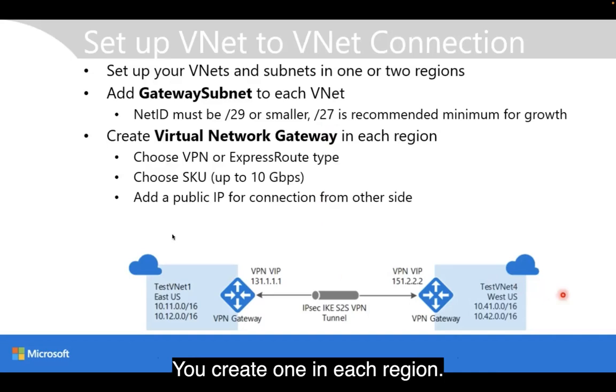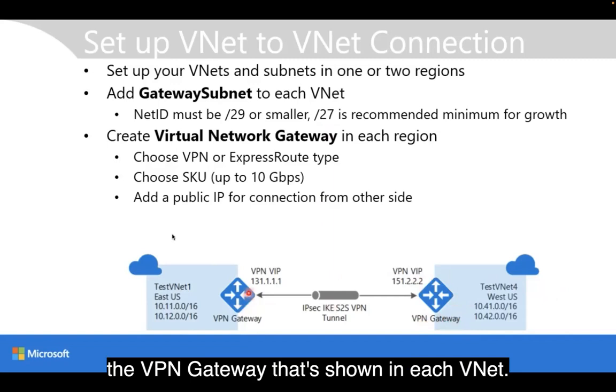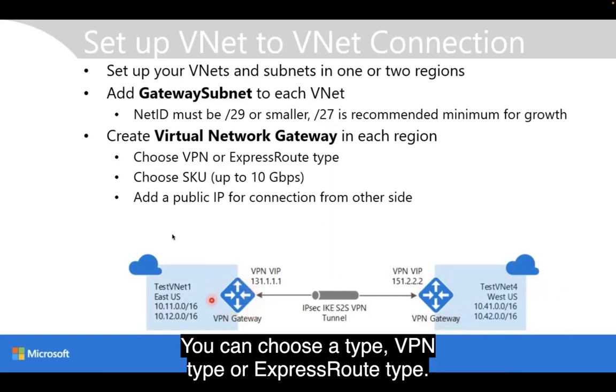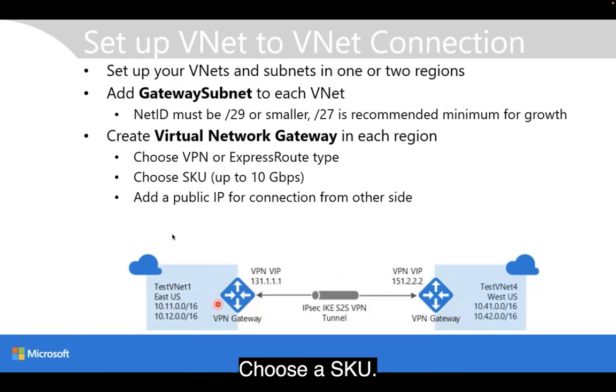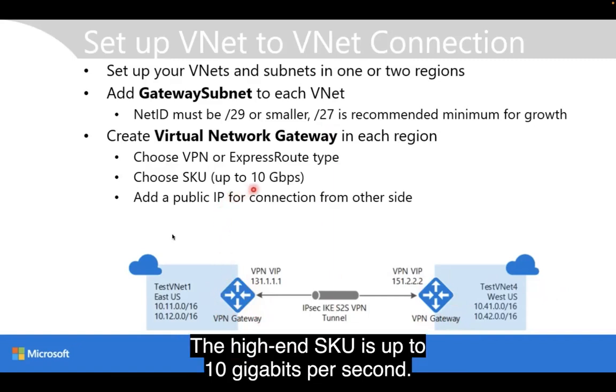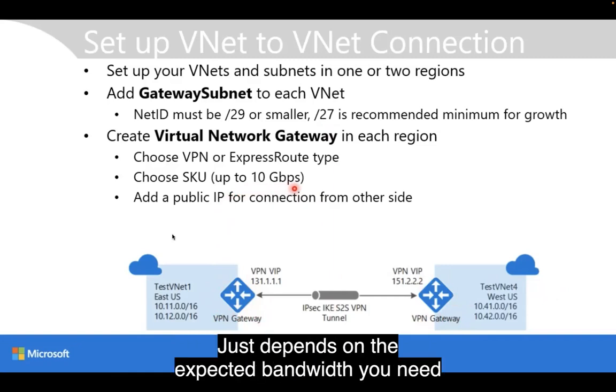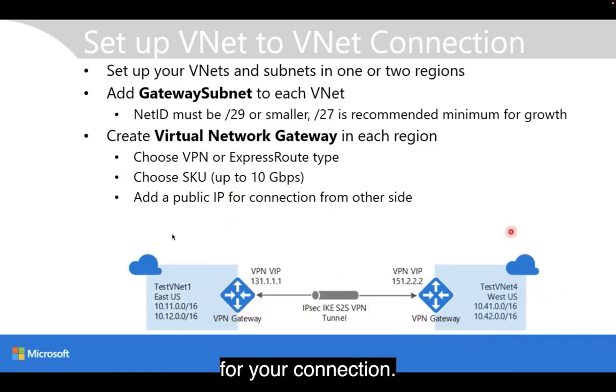You next create another resource in Azure called a virtual network gateway. You create one in each region. So that's pictured here, the VPN gateway that's shown in each VNet. You can choose a type, VPN type or ExpressRoute type. Choose a SKU. The high-end SKU is up to 10 gigabits per second. It just depends on the expected bandwidth you need for your connection.